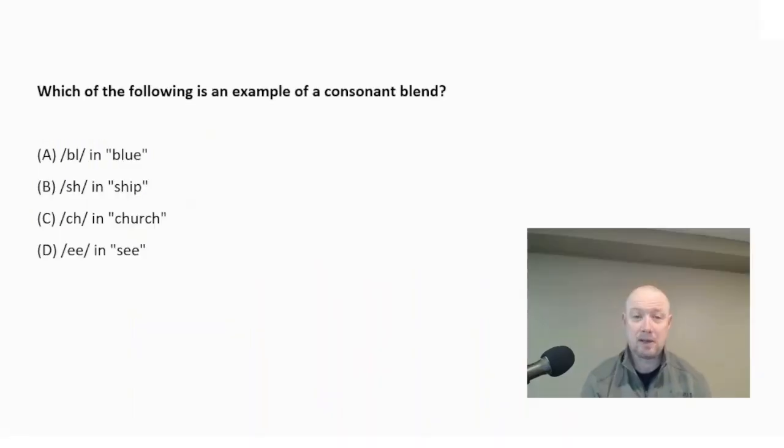Which of the following is an example of a consonant blend? Is it A, the BL in blue? Is it B, the SH in ship? Is it C, the CH in church? Or is it D, the two E's in see?